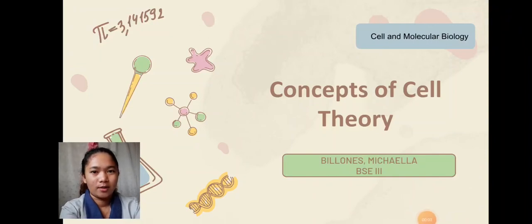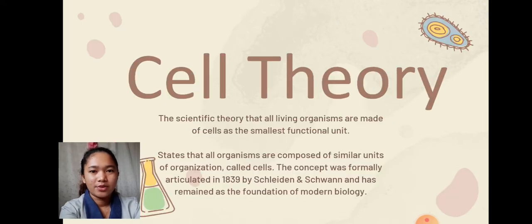So today I will discuss to you the concepts of cell theory. Cell theory is the scientific theory that all living organisms are made of cells as the smallest functional unit. It states that all organisms are composed of similar units of organization called cells. The concept was formally articulated in 1839 by Schleiden and Schwann and has remained as the foundation of modern biology.